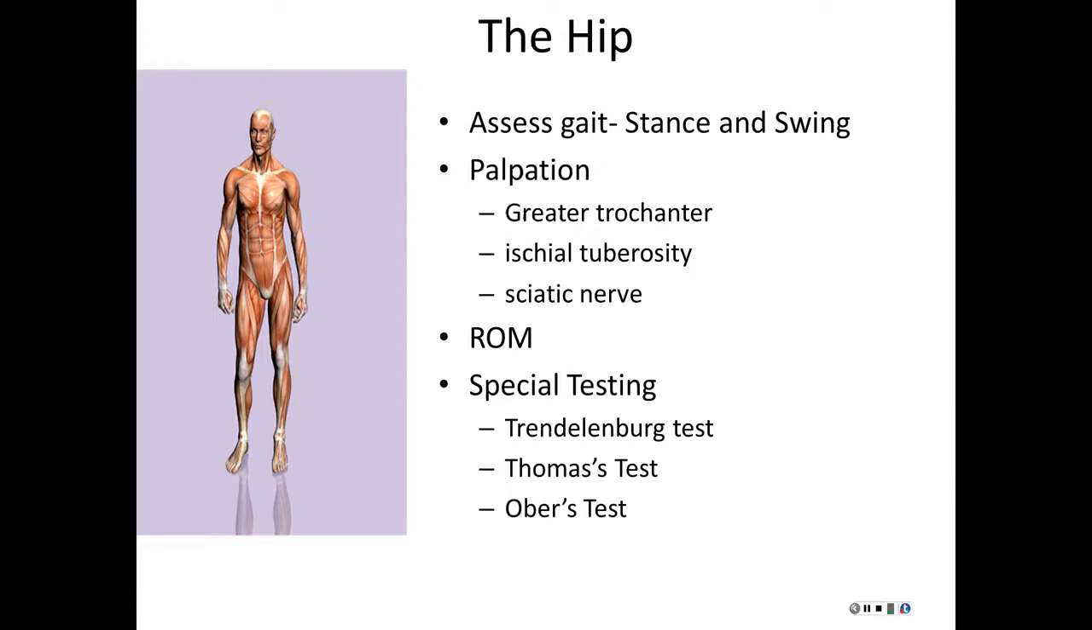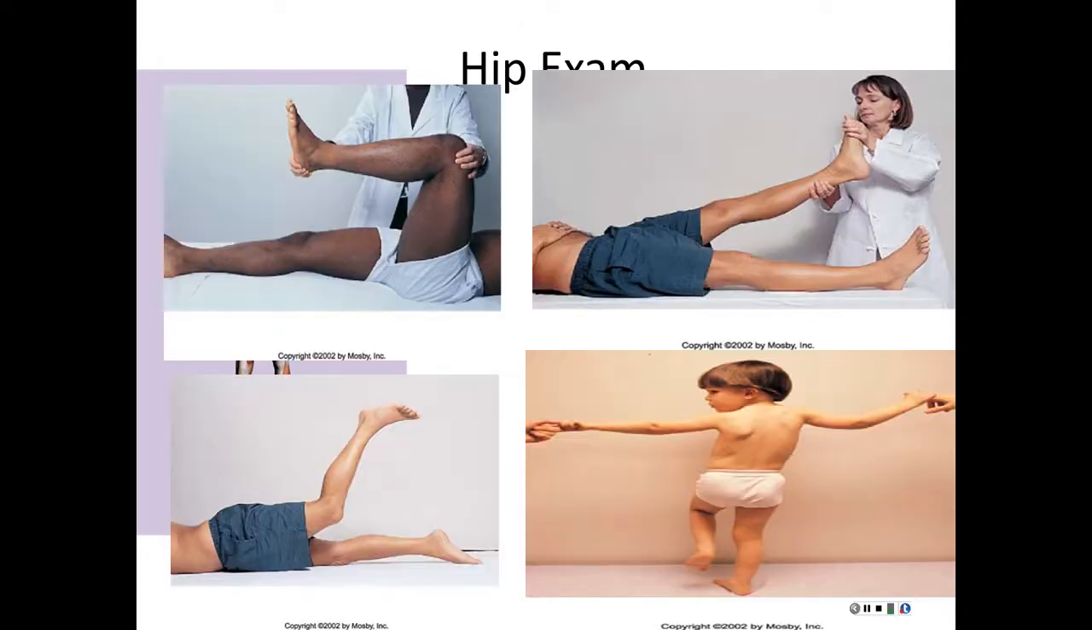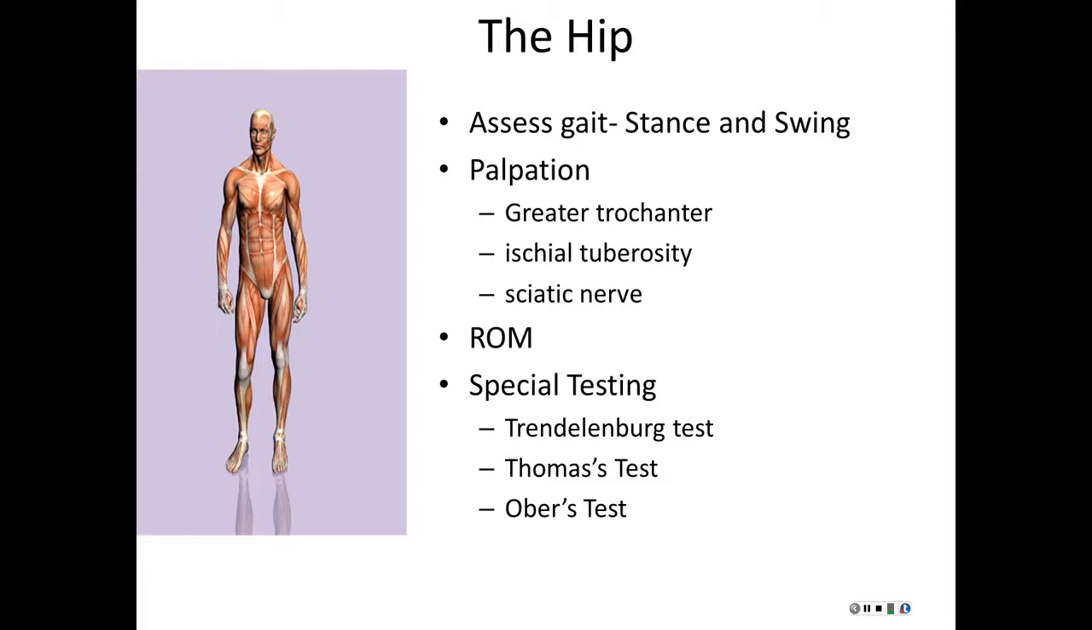Okay, the gait, you're going to look for stance and swing, palpation of the greater trochanter, ischial tuberosity, sciatic nerve, range of motion. Special testing is Trendelenburg, Thompson test, and Ober test. Those are not ones you need to remember much besides the Trendelenburg test. And Trendelenburg test is this bottom right one on kids where you hold up one hip and see if the leg kind of slips down, and that's going to let you know you've got a slipping femoral head on the side that slips, okay? On somebody that's having hip pain on children.